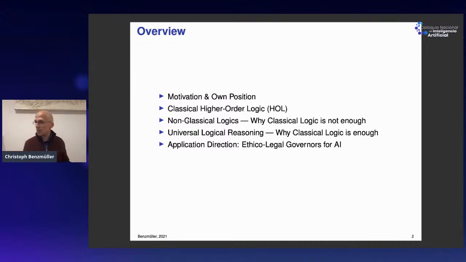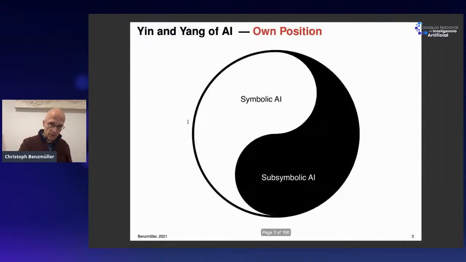But then I come back and say, oh, well, but maybe this classical higher-order logic is already rich enough so that I can actually provide a universal logical reasoning approach. And then I can come up with a statement and explain to you that classical logic is already eventually sufficiently expressive. And then in the end, I will point to different application directions. Here I've picked out ethical and legal governance systems for artificial intelligence.